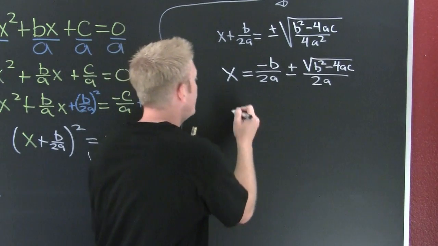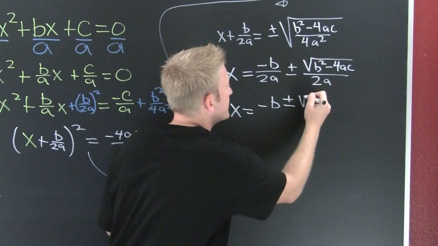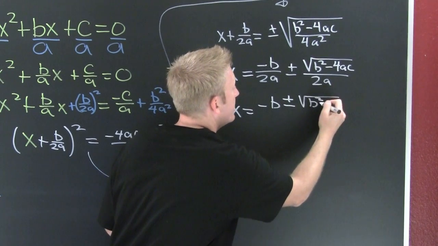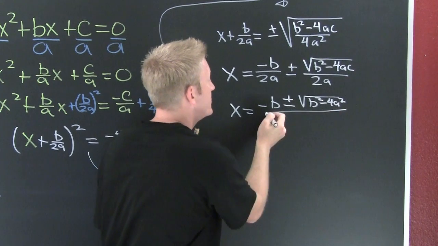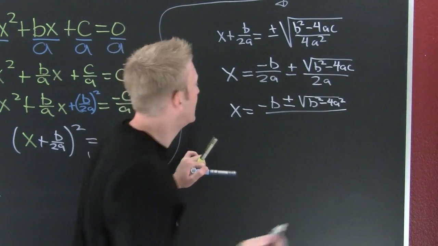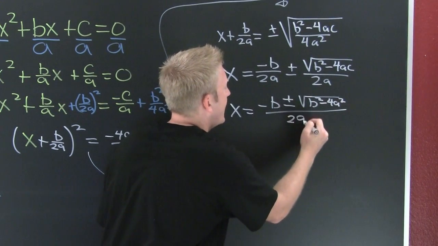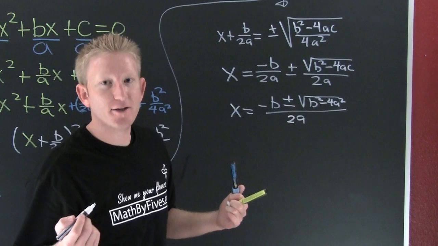There's more. x is equal to minus b plus or minus the square root of b squared minus 4ac. They have a common denominator. So what am I able to do to their numerators? Add them, all over 2a. And you are looking at the quadratic formula.